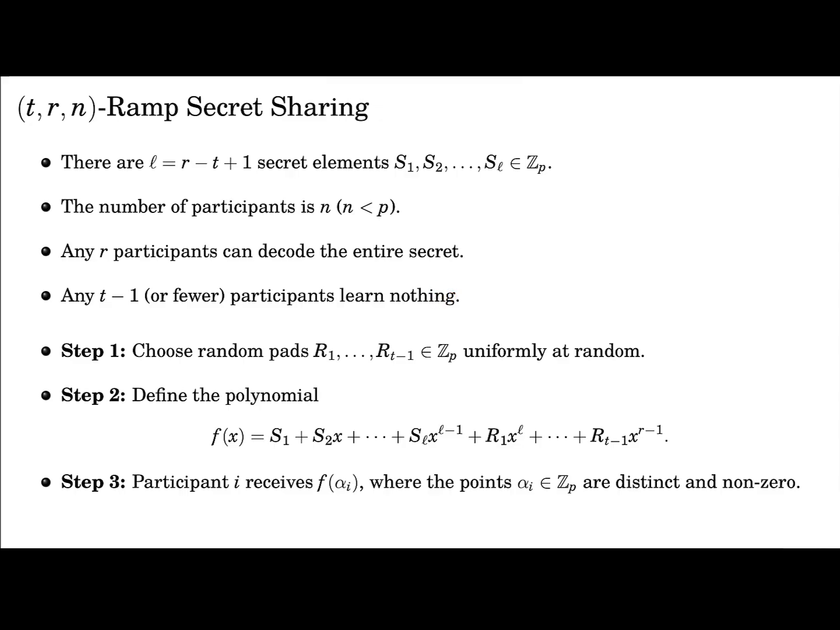The idea is quite similar to Shamir secret sharing. You also generate random numbers. Since you want to protect against T minus one participants or fewer, you choose R_1 to R_{T-1} uniformly at random. And now you define the polynomial. Remember that Shamir was just using the constant coefficient to put the secret. Now you define the polynomial where you distribute the secret, S_1, S_2, up to S_L, in the first L coefficients.